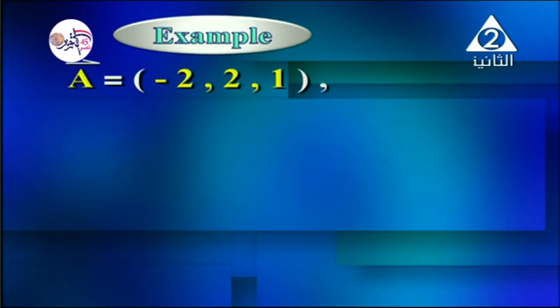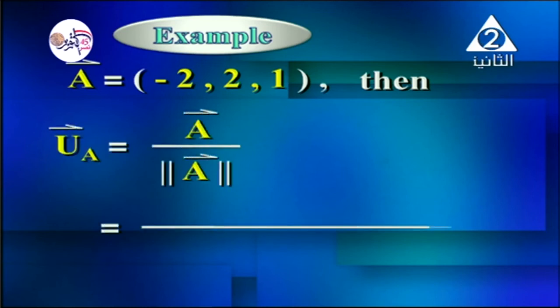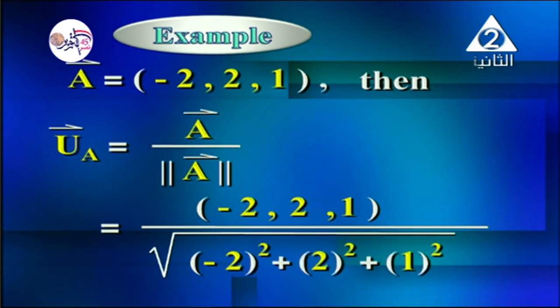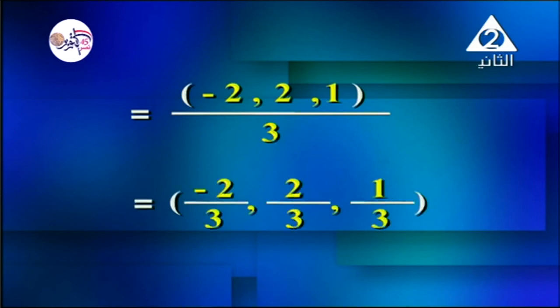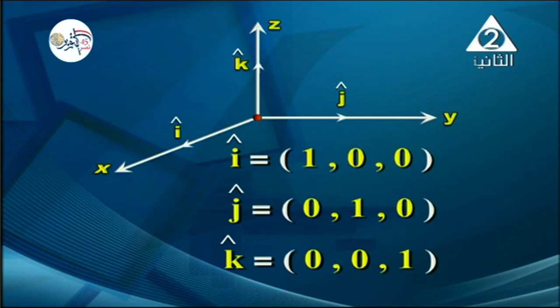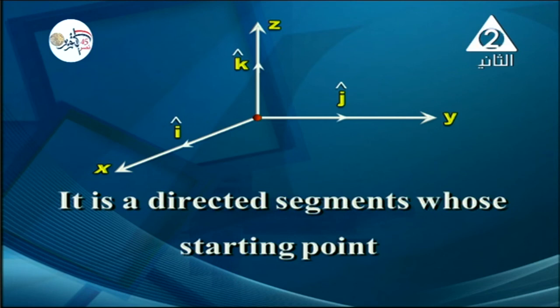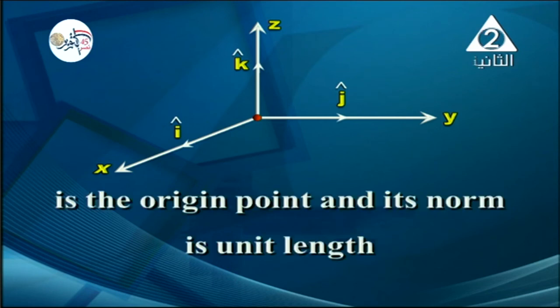Look at the important example. Vector A is negative 2, 2, 1; the unit vector equals vector A over norm A, which by the same method is negative 2/3, 2/3, 1/3. My dear student, look at the opposite figure: we have i, j, k, the unit vectors on the X, Y, Z axes. Vector i has components 1, 0, 0, vector j is 0, 1, 0, vector k is 0, 0, 1. They are directed segments whose starting point is the origin O and whose norm is unit length.